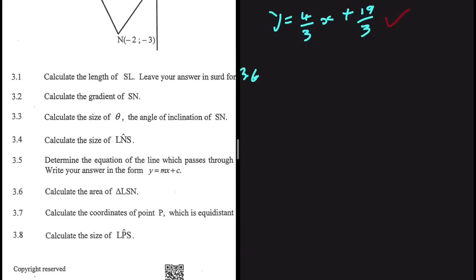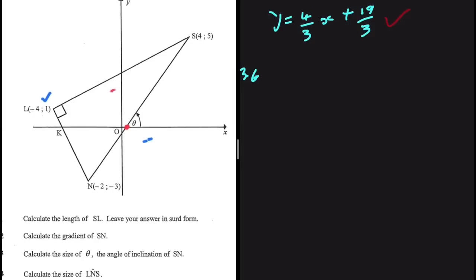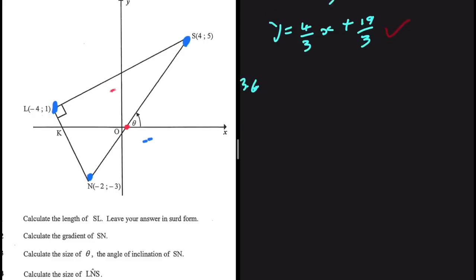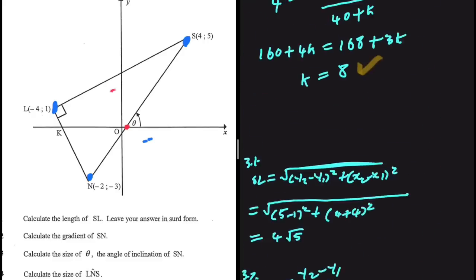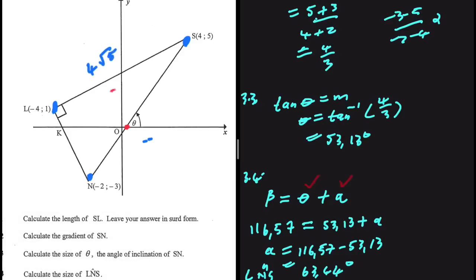3.6. We want to find the area of triangle LSN. Let me see how I can do that. I calculated the length of SL in 3.1. So SL is equal to 4 square root of 5. Here I have an angle of 90 degrees.